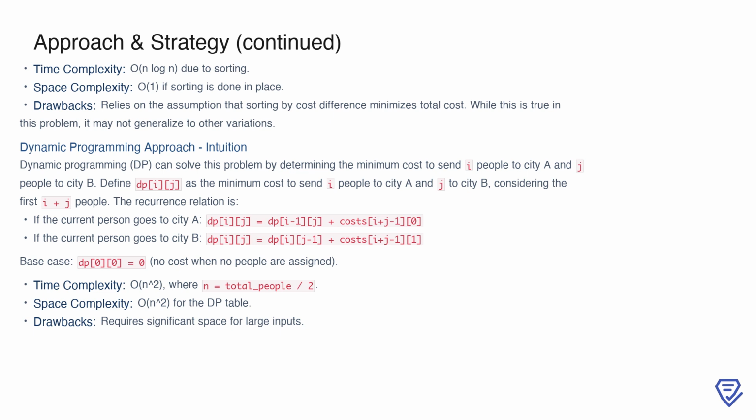While dynamic programming ensures accurate results, it comes with significant space requirements due to the size of the dp table, and its time complexity of n squared makes it less practical for large inputs. Therefore, although dp is a structured approach, it is not the most efficient for this specific problem.